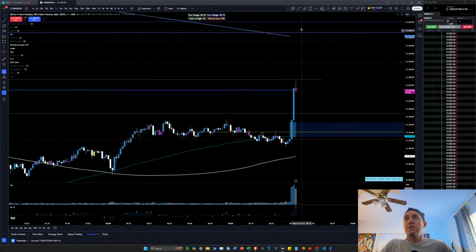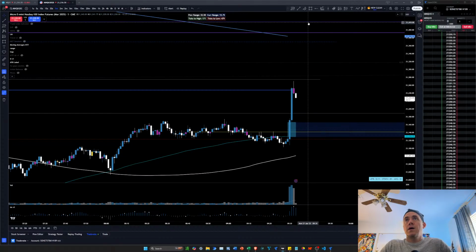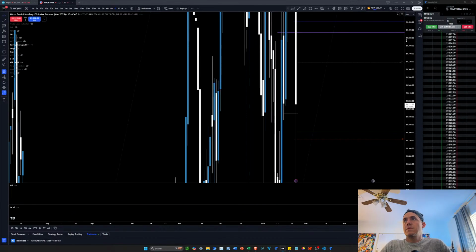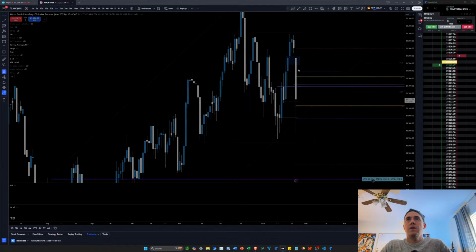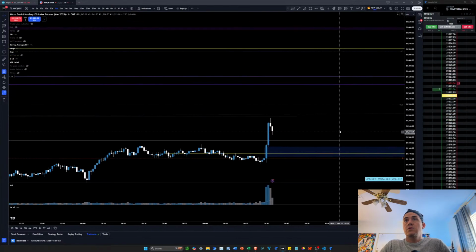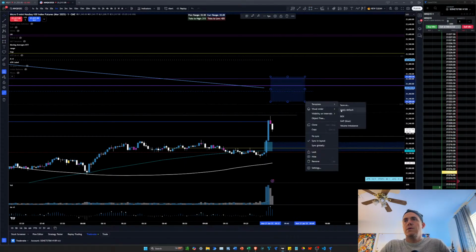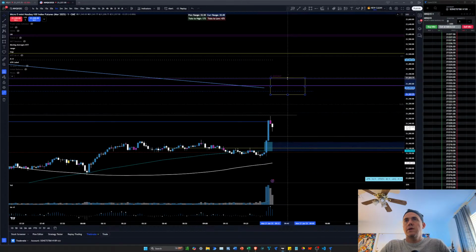This is the 50% range of the higher time frame ranges. Let's see. This one is 50% of the overnight move. This is 50% of the larger range here. And we have the descending 200 period moving average, all kind of converging around this area. I will be interested in a short somewhere around here.